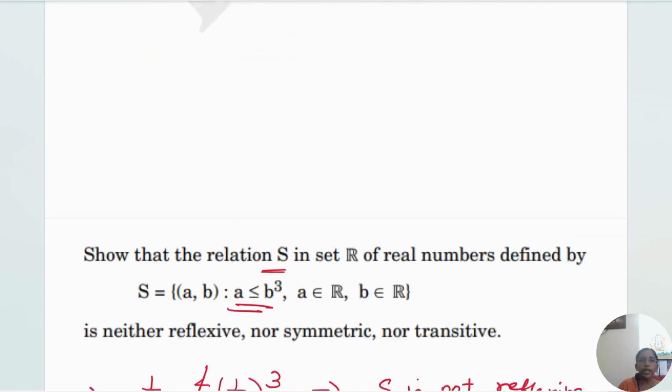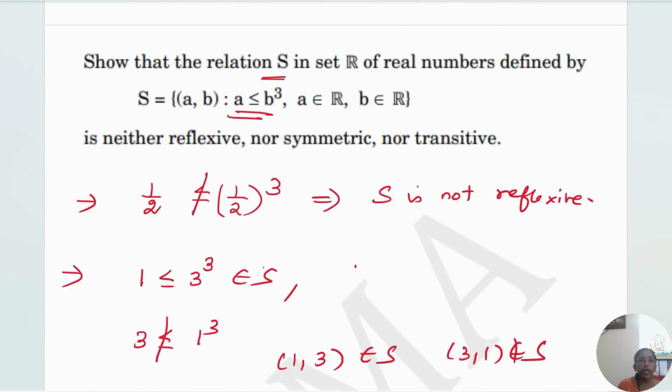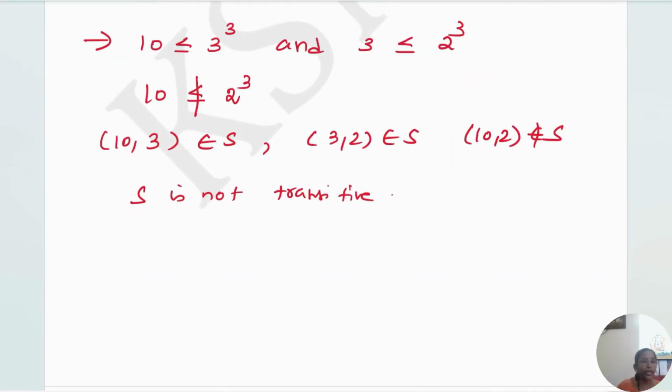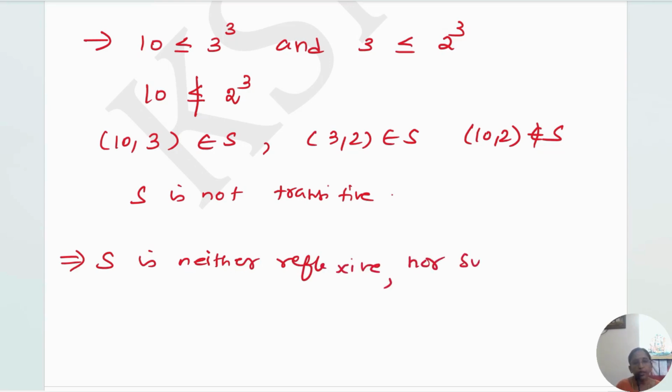So look at your question and conclude your answer properly. We have to show that all three conditions have to be given in your final answer. So you can write your final answer as: hence S is neither reflexive, nor symmetric, nor transitive.